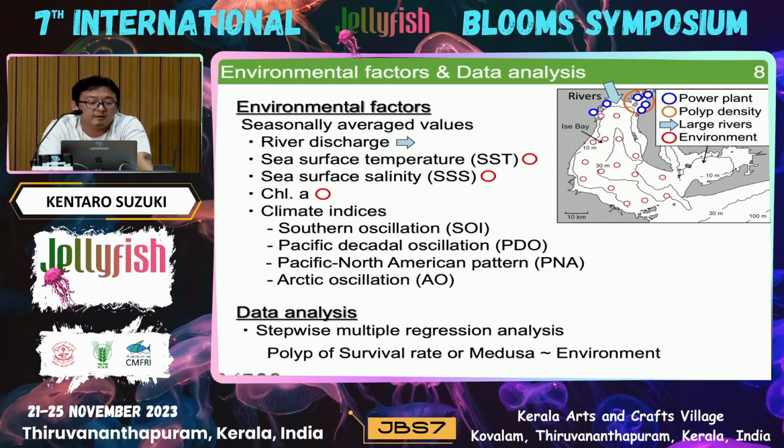We collected environmental data like river discharge, SST, SSS, and chlorophyll a. For the climate indices, we chose the Southern Oscillation, Pacific Decadal Oscillation, Pacific North American Pattern, and Arctic Oscillation as potential environmental factors affecting their population dynamics. With these data, we performed a simple multiple regression analysis to estimate the environmental factors affecting polyp abundance, the survival rate, and medusa abundance.